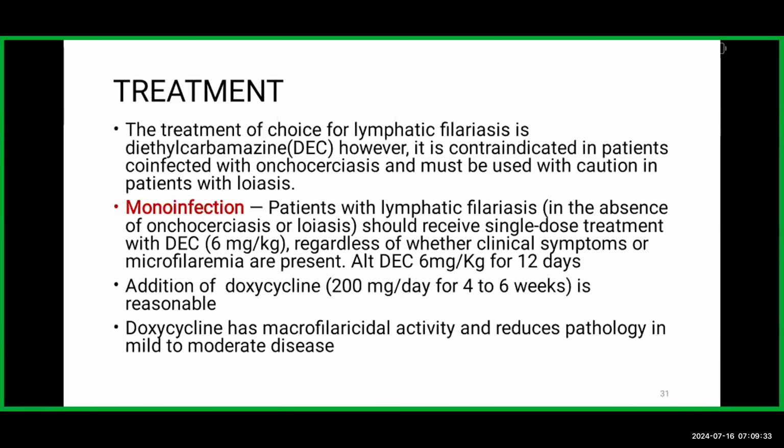Okay, so for treatments, if it's a mono-infection with just lymphatic filariasis, which is Bancroftian, you can use the first line treatment, diethylcarbamazine. You can do 6 milligrams per kg as a single dose. It's just as effective as a daily dose for 12 days, and then it's really nice to add doxycycline, 200 milligrams per day for 4 to 6 weeks.